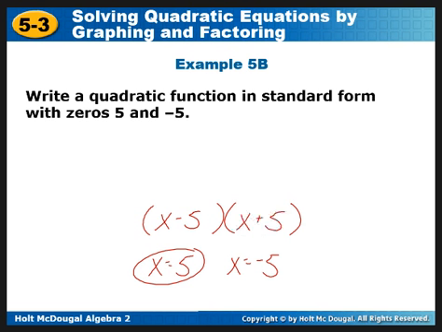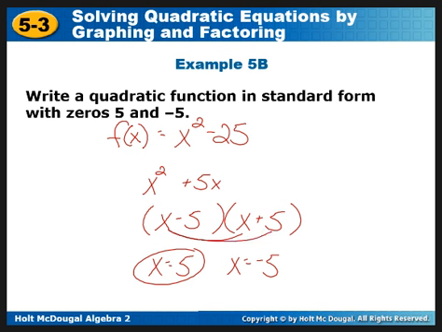Now, this factored part basically looks like a difference of squares, which I can tell you right away would mean that you started with a function that looks like this. But we'll FOIL just to double check. So x squared, plus 5x when I do this part, minus 5x when I do that part, minus 25 at the end. And you can see in the middle here, these are going to cancel each other out. So my function does become x squared minus 25.